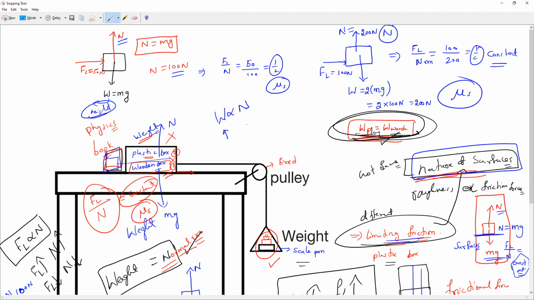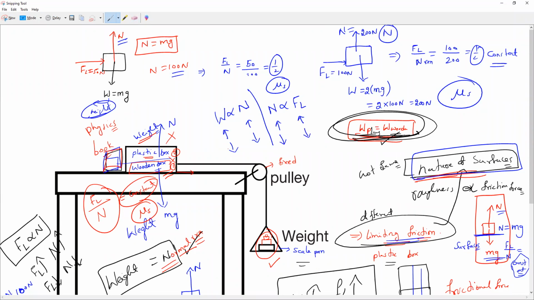Weight increases, so we can find the normal reaction by equalizing it with the weight. Because normal is always equal to weight, correct, Mari? Already we have studied this in the last class. So if weight increases, normal reaction also increases. Weight decreases, normal reaction also decreases. Clear? Now, normal reaction is directly proportional to F limiting. It means normal reaction increases, F limiting also increases. Normal reaction decreases, F limiting also decreases. Clear?